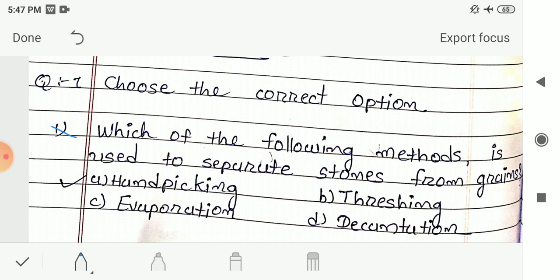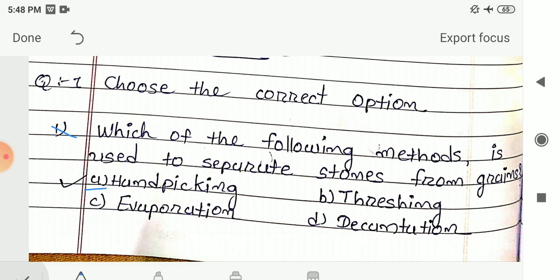So here the answer is already ticked, that is option A, hand picking. We are using the hand picking method to separate stones from the grains. In that we are separating impurities like stone, husk and other grains from the given grain.